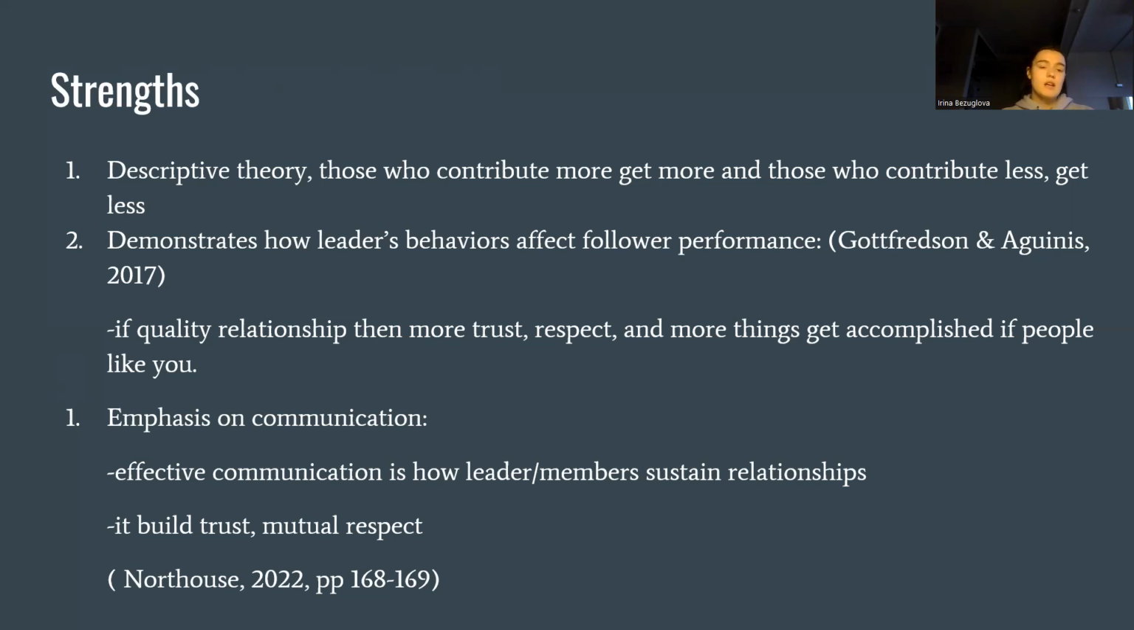And also, another strength is its emphasis on communication. So if there is effective communication going on, then there is more trust, mutual respect, and that is how leader-member relationships sustain themselves.